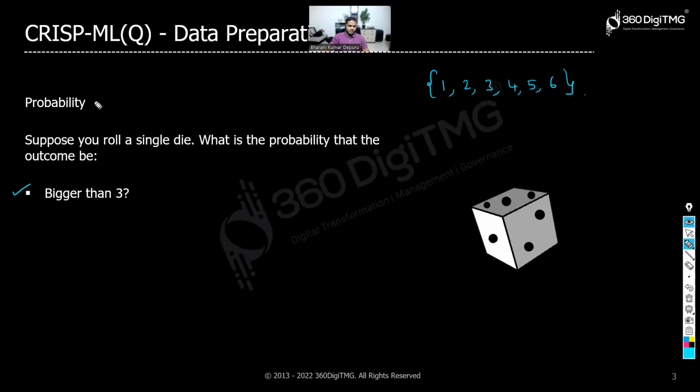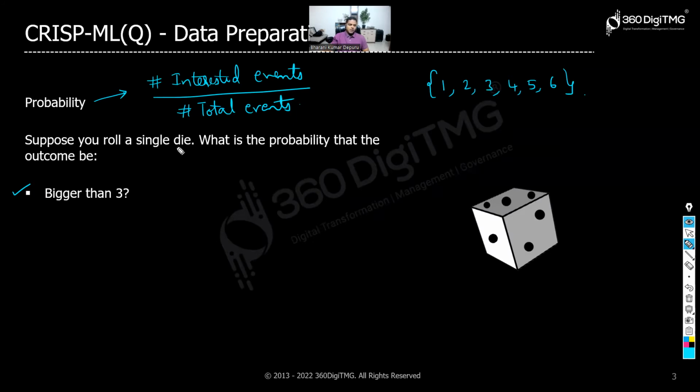First of all, we need to understand the formula for probability. And friends, we are now in phase 2 of CRISP-ML(Q), which is data preparation. That's why the heading is data preparation. The formula for probability is the number of interested events divided by the total number of events. Number of interested events by total number of events.